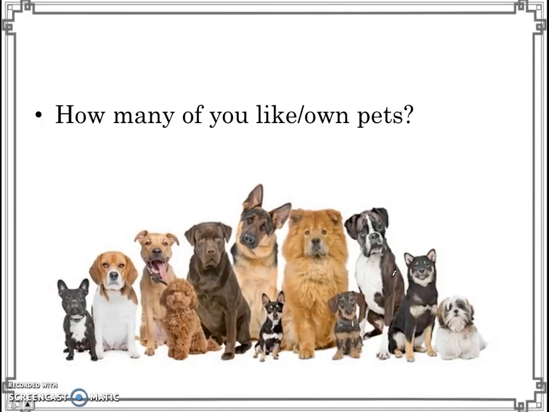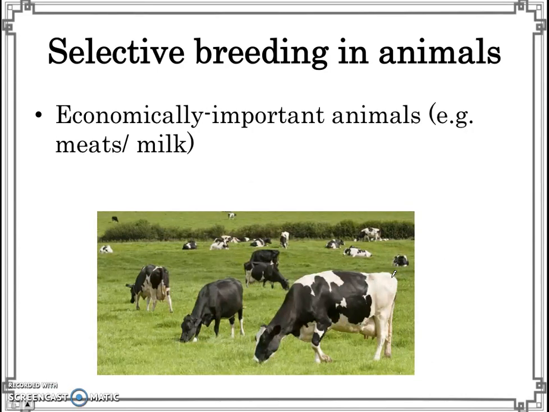Similarly, people think that the modern day pet dogs that we keep, how many of you have dogs? Right, the modern day dogs that we have came from people selectively breeding wolves that were more and more tame. So they'll select the more tame wolves, and over the generations it would become more and more domesticated and more and more like the dogs that we know today. And of course, another application of selective breeding in animals would be all these economically important animals, for example, animals which produce more meat or more milk.